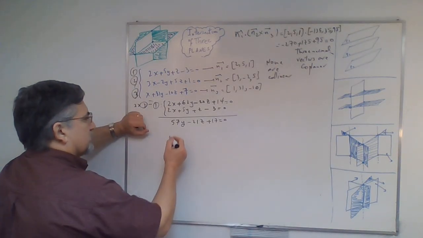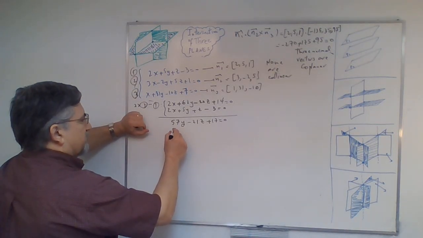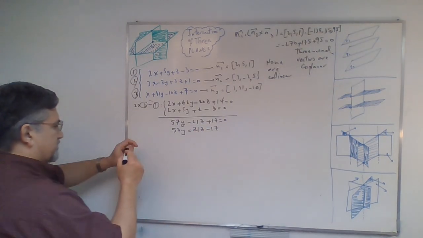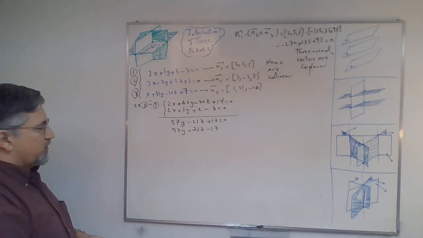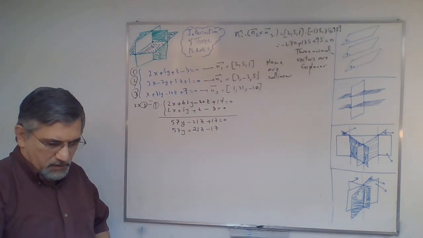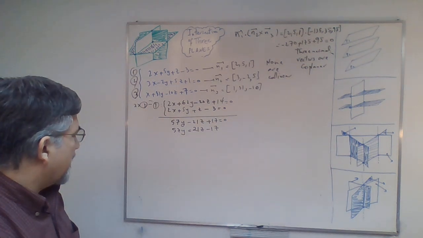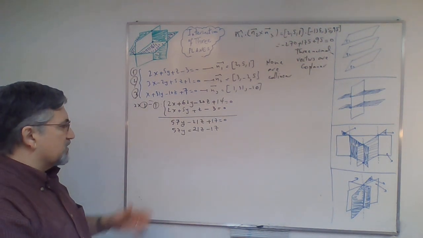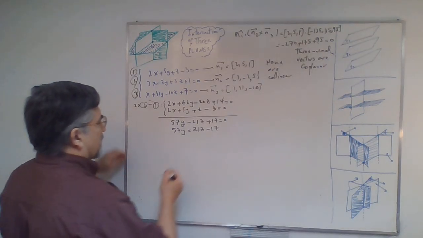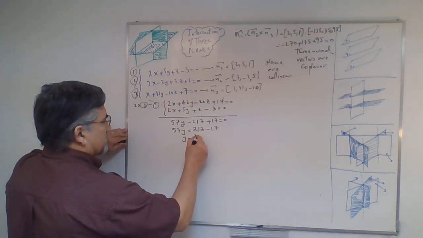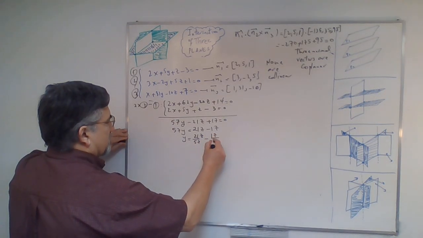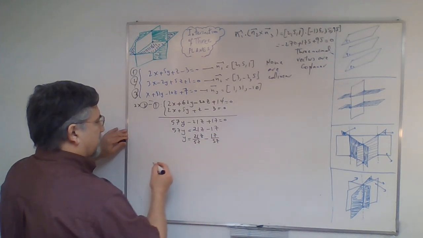Okay, so we get 57y equals 21z minus 17. Okay, this is one equation we got, and we have to see if we can simplify the equation. If yes, we will, but it doesn't seem so. So we're going to say y equals 21z over 57 minus 17 over 57, dividing both sides by 57.